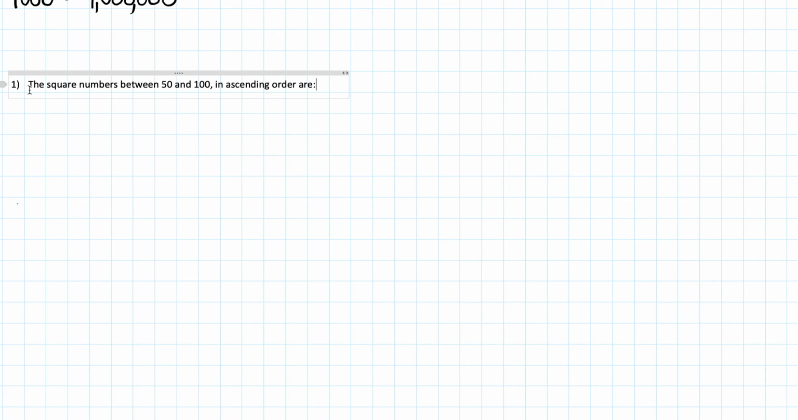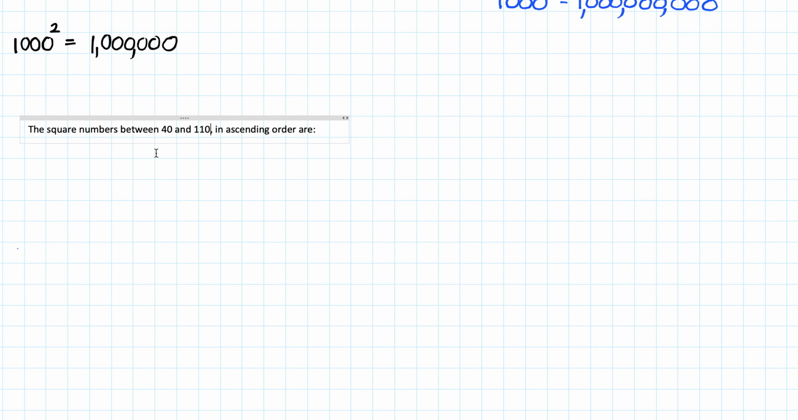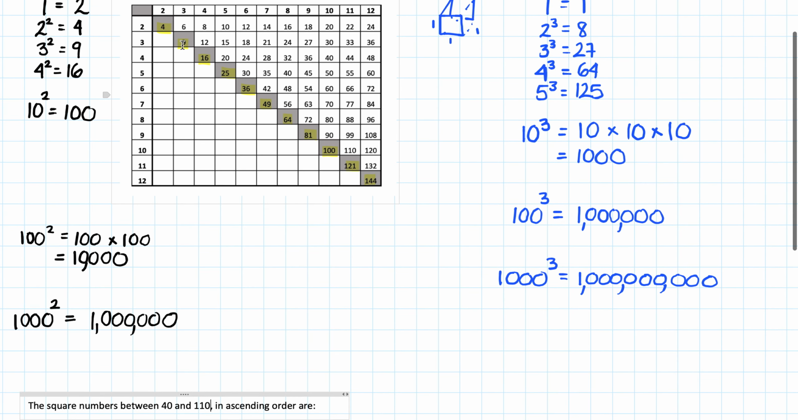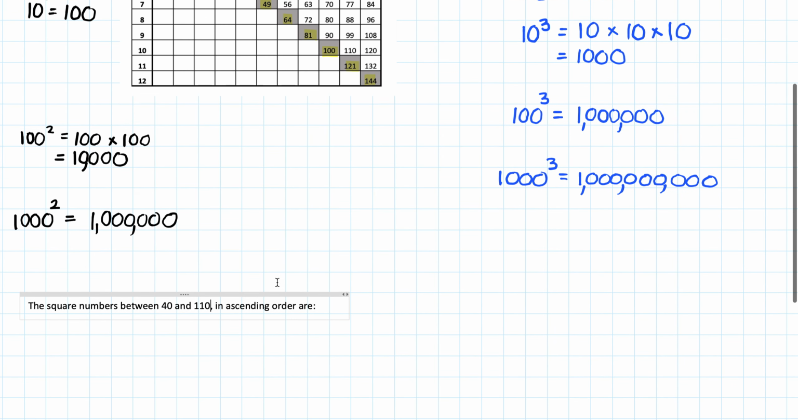So for example, the square numbers between, let's say, between 40 and 110. So which are the square numbers between 40 and 110? So I have to go here and I say, okay, what are the square numbers? The square numbers are 4, 9, 16, 25, 36, okay? I'm looking for the square numbers after 40. So it's not going to be 36, but it's going to include 49. So it's going to be 49, 64, 81, 100. And I'm not going to include 121 because it's until 110. So my square numbers are going to be here.